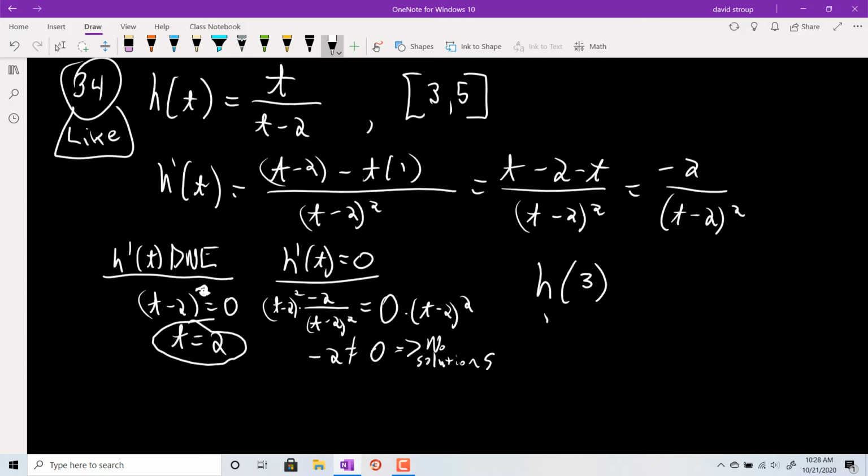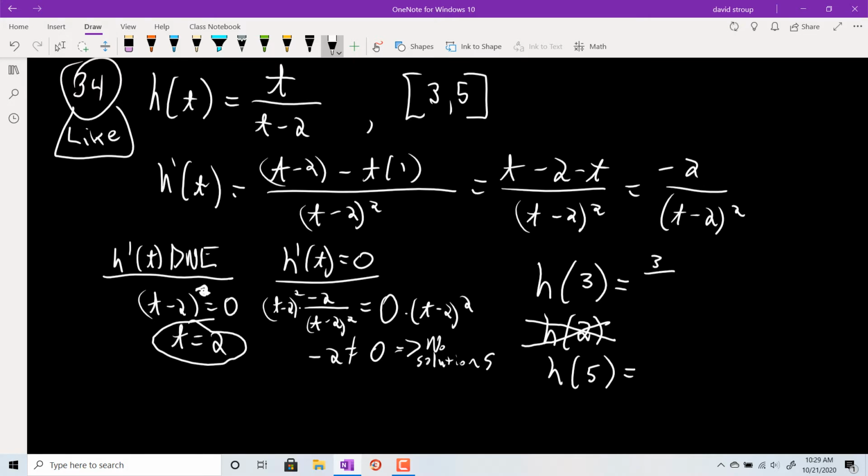So at the end of this problem, you have to evaluate the original function at the endpoints and at the critical number. And I just realized the critical number isn't even in that interval, so we can exclude that point in our analysis and just look at the endpoints.